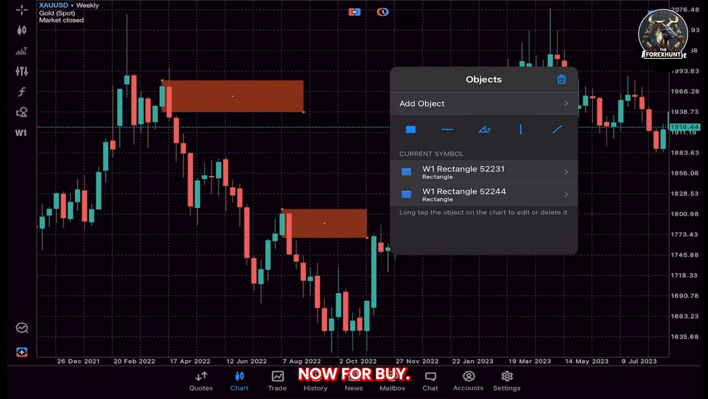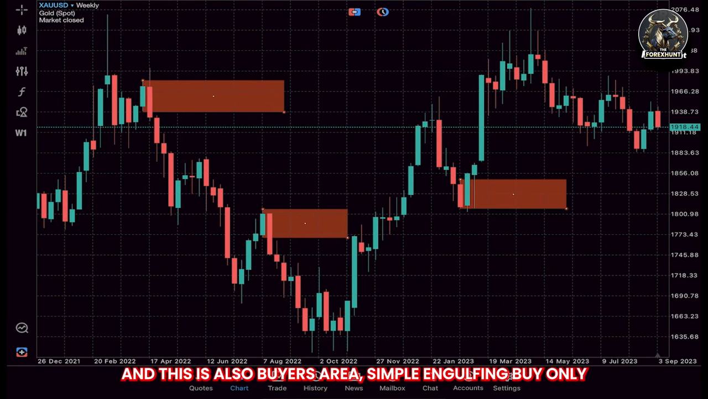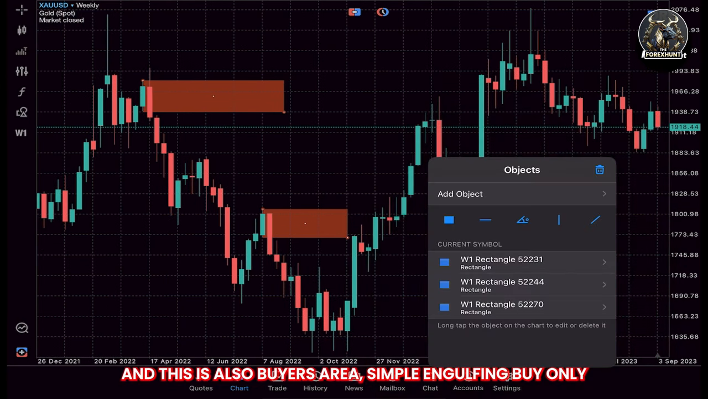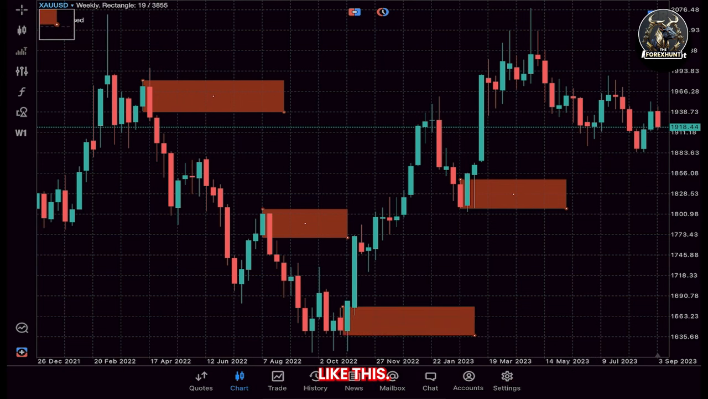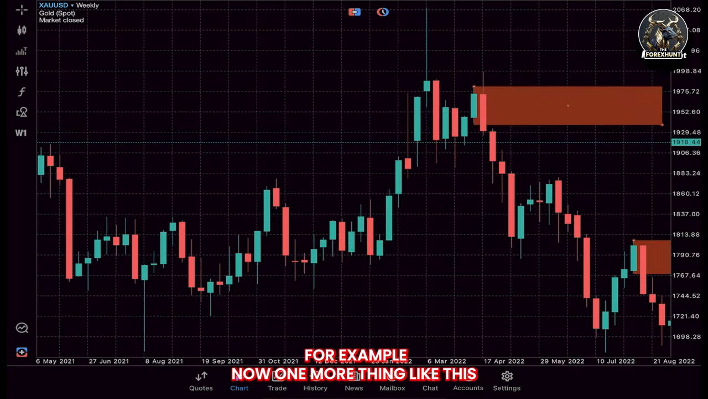Now for buy, this is a buyer's area, and this is also a buyer's area. Simple engulfing buy only, like this. So these are the methods. These are the simple engulfing sells. Hope you understand this now. One more thing, in the first video I covered how many types of engulfing sells there are. Two or three types have been discussed. Please watch and mark it on the live chart. Okay, for example, now one more thing, like this.